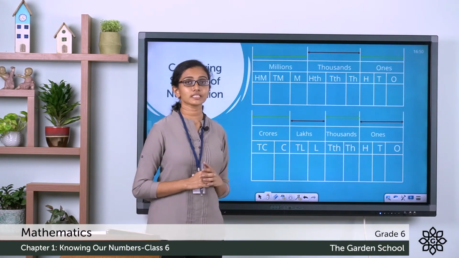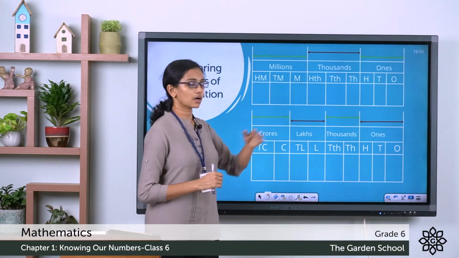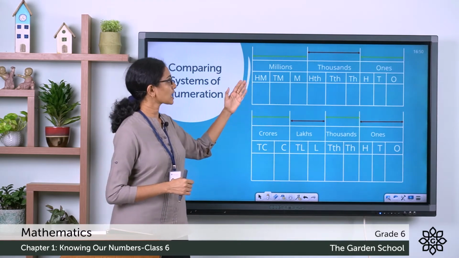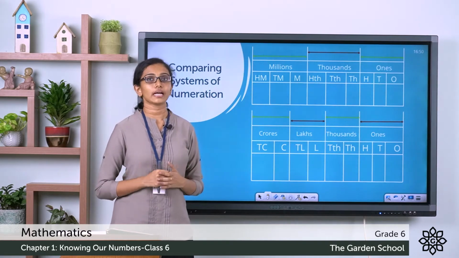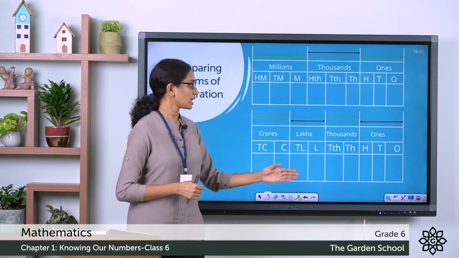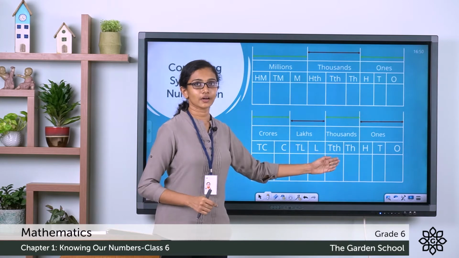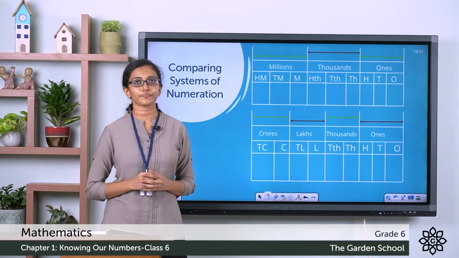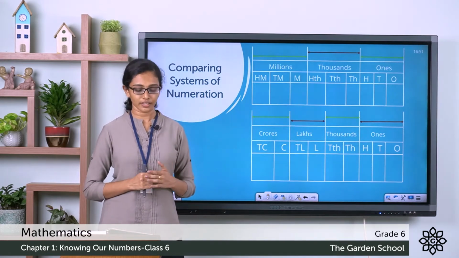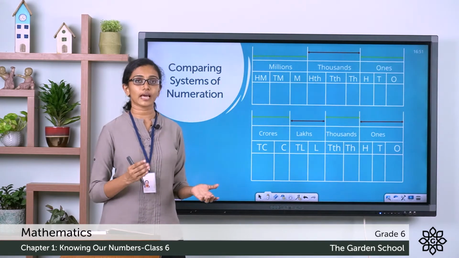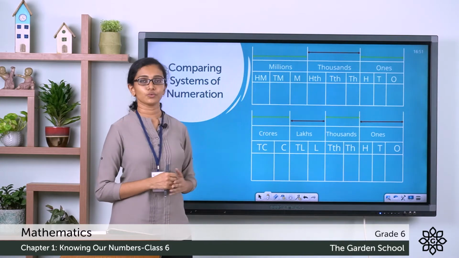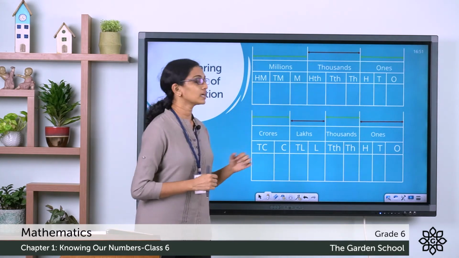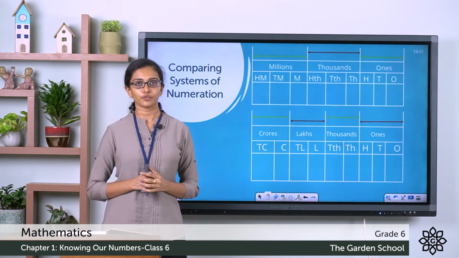In the international system of numeration, beyond 10,000s, you have 100,000s, millions, 10 millions, 100 millions and so on. Whereas in the Indian system of numeration, in the place value chart after 10,000s, you have lakhs, 10 lakhs, crores, 10 crores and so on. So here in this question, the first one says 1 million is equal to dash lakh. Comparing these two, can you find out the answer? So 1 million here is equal to 10 lakh in the Indian system of numeration.